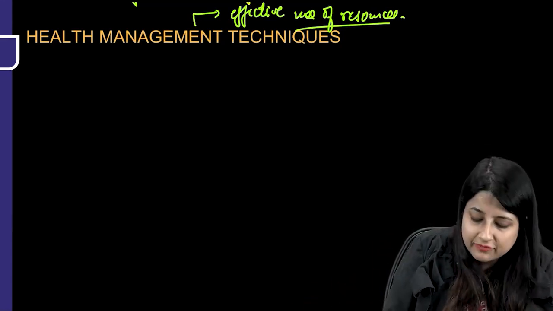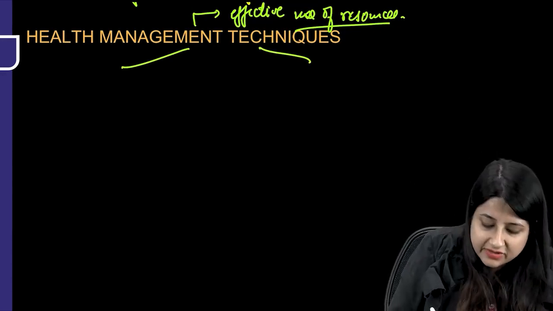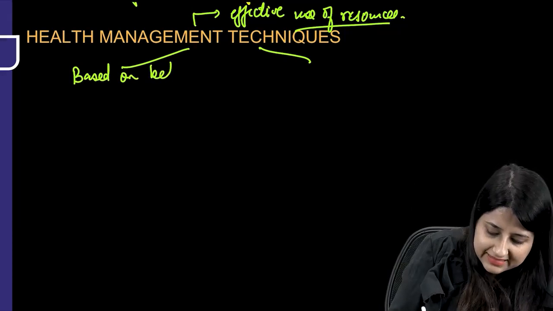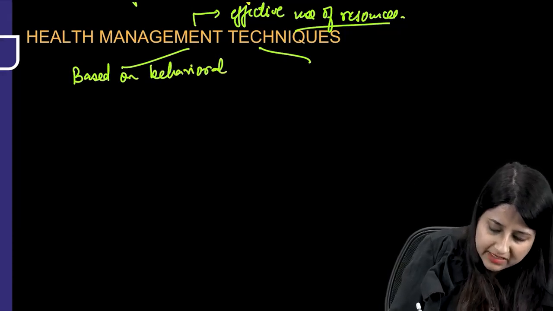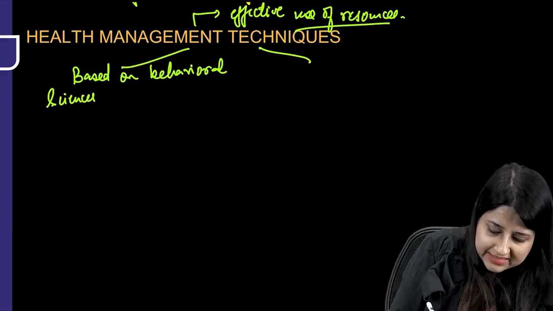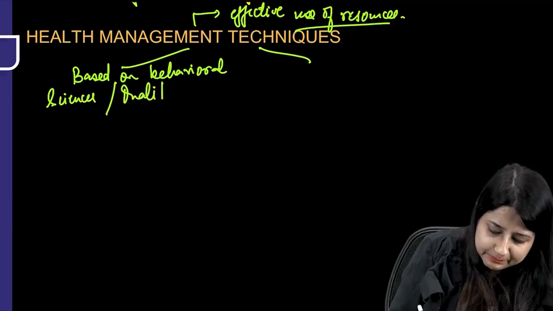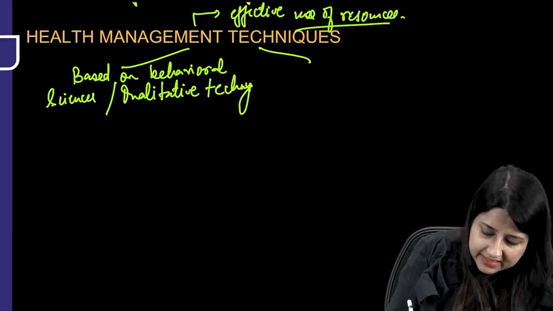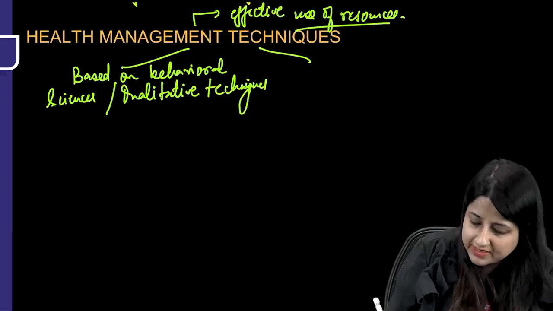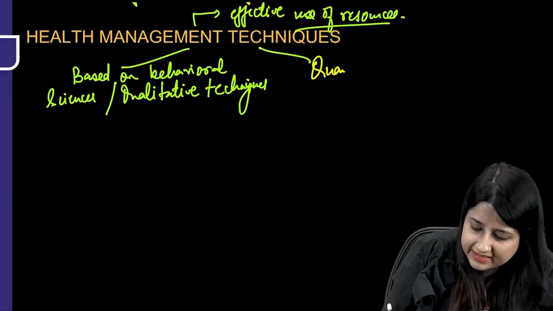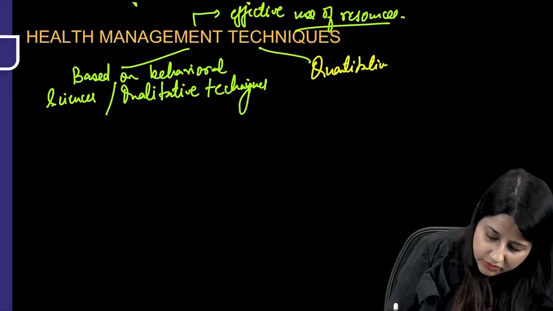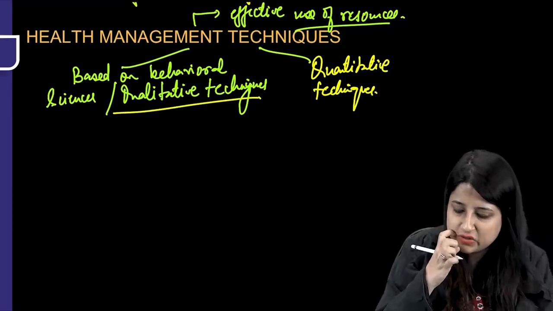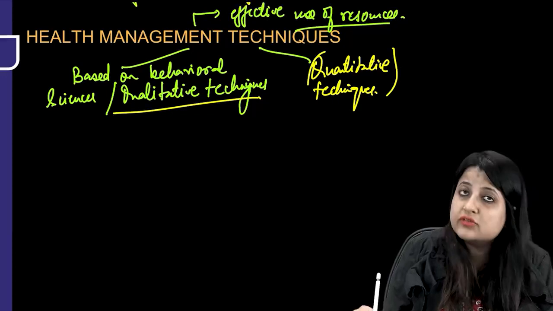In public health, health management techniques are divided into two. The first one is based on behavioral sciences, which we refer to as qualitative techniques. And what is the other one? This is quantitative techniques. So one is based on behavioral sciences, referred to as qualitative techniques, and the other one is quantitative.